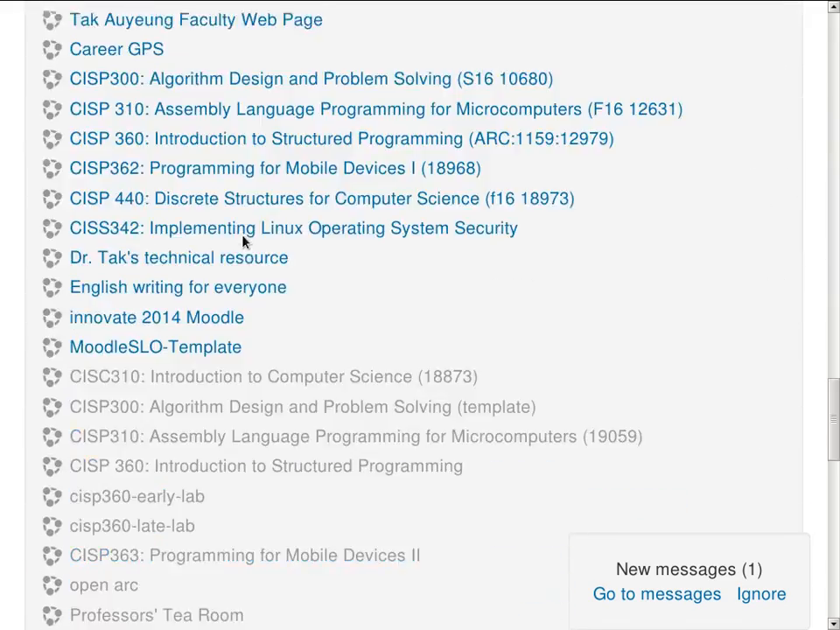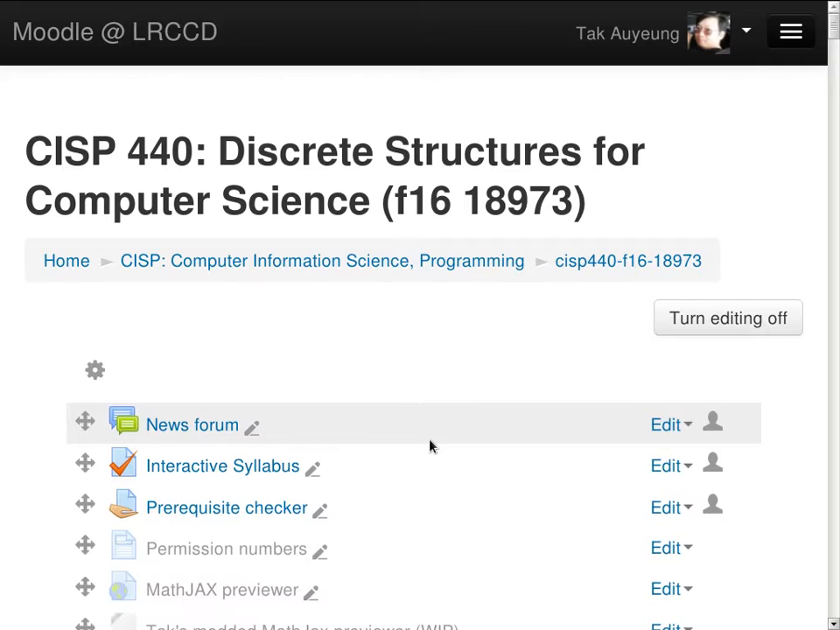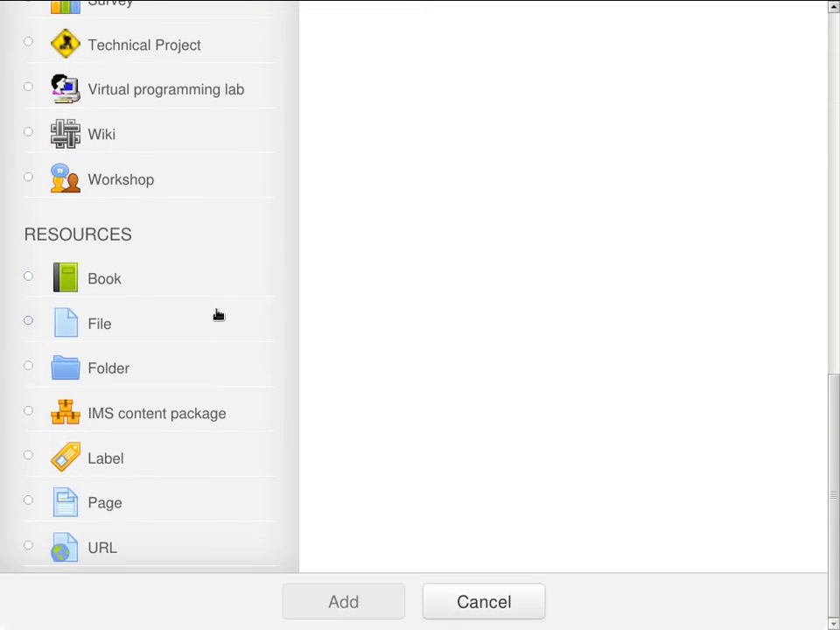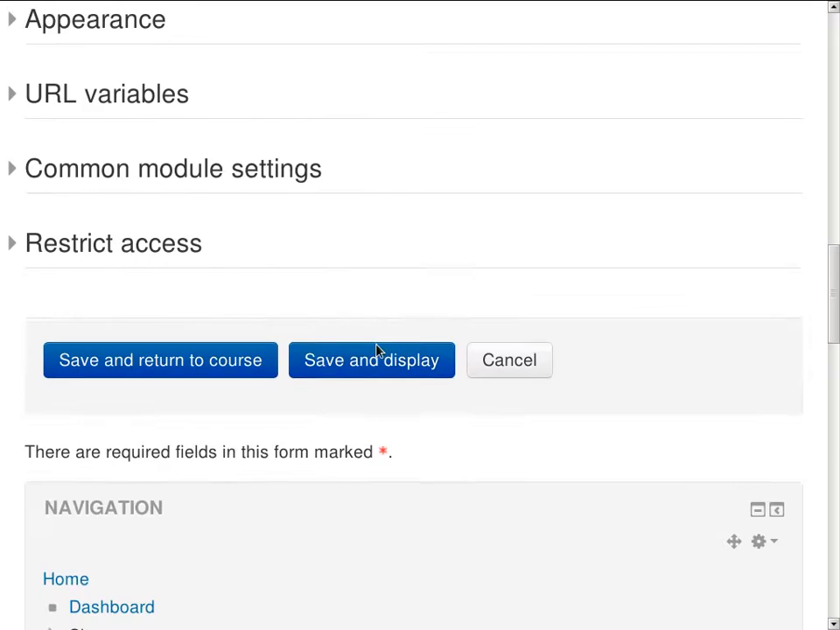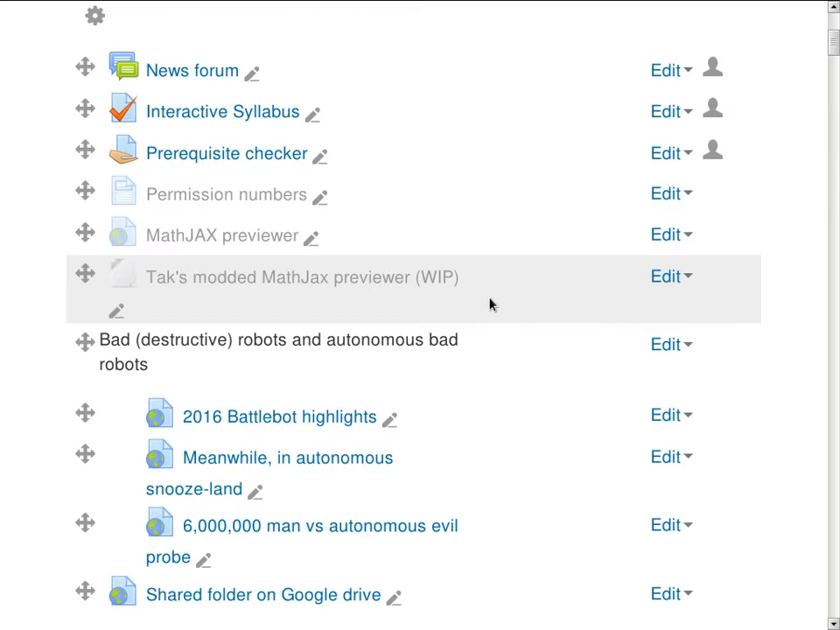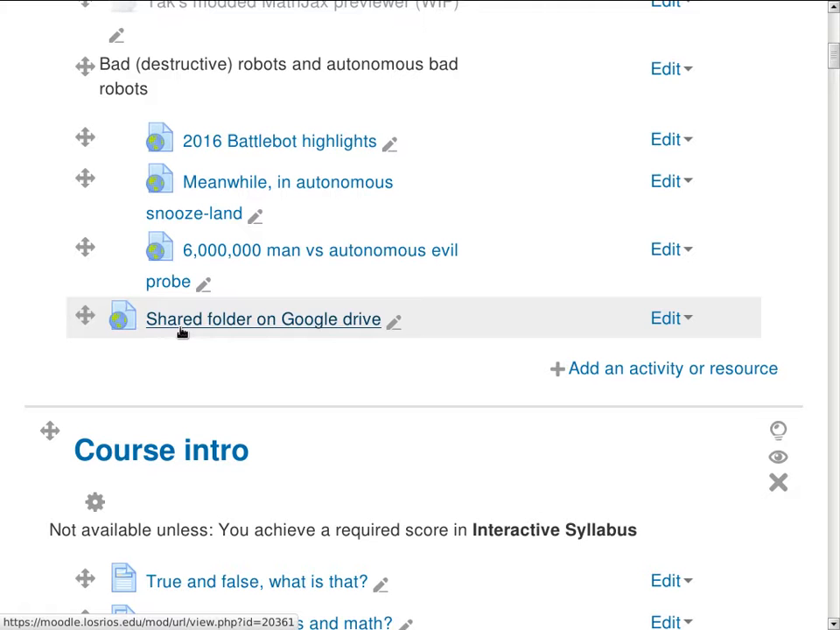Okay, go to 440. And I'll just add a link to the very first part of the class website, so this way you guys can refer to the document a lot easier. Share folder on Drive. Use the link. Click Save and Return to Course. So it should be visible to you now. At the very top part of the class website, the bottom item of the top part of the website, there should be shared folder on Google Drive.